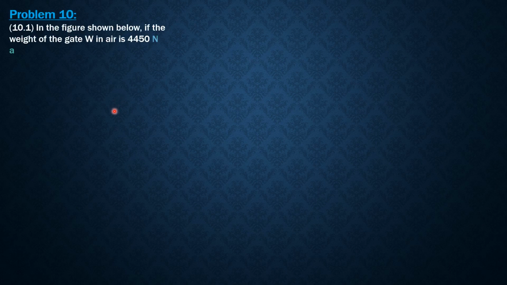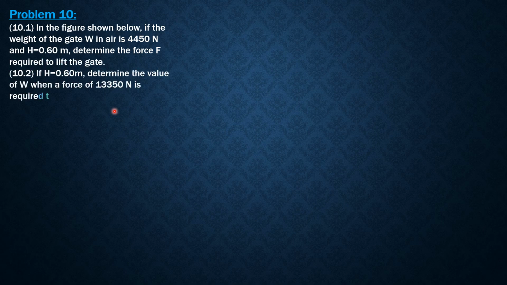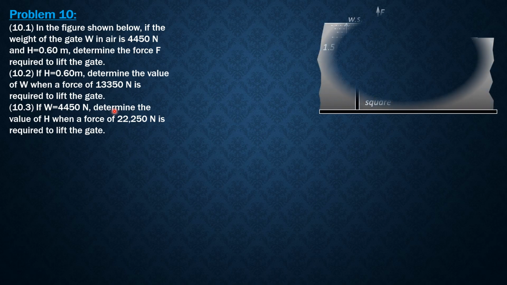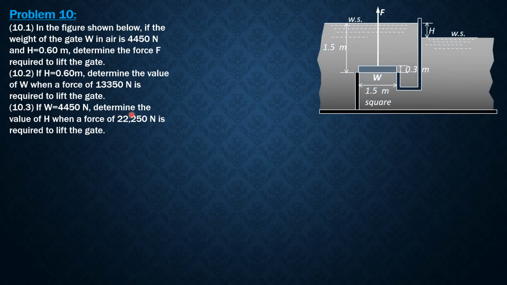In the figure shown, if the weight of the gate W in air is 4,450 newtons and H is 0.6 meters, determine the force F required to lift the gate. Then in the second question, if H is 0.6 meter, determine the value of W when a force of 13,350 newtons is required to lift the gate. And if the weight of the gate in air is 4,450, determine the value of H when a force of 22,250 newtons is required to lift the gate.